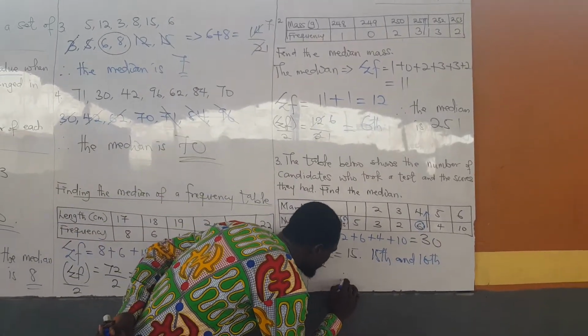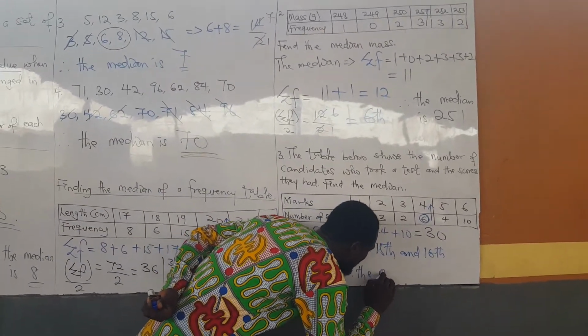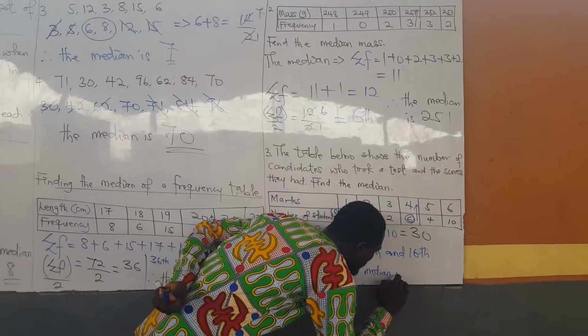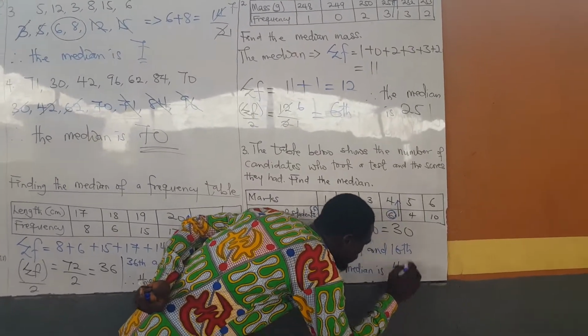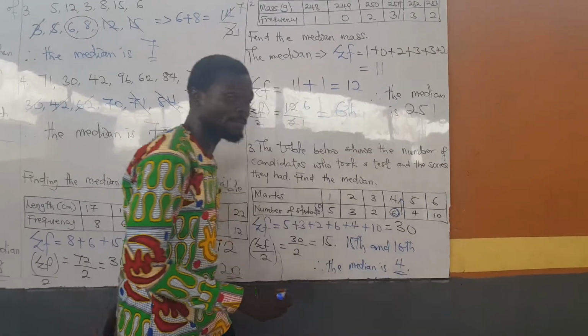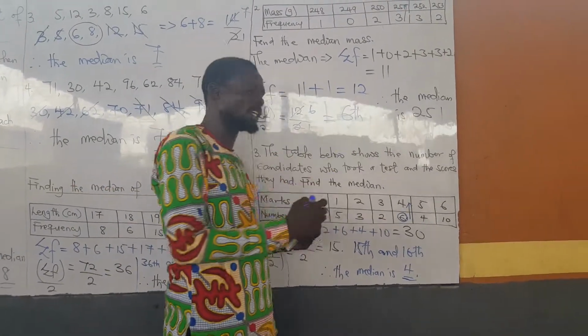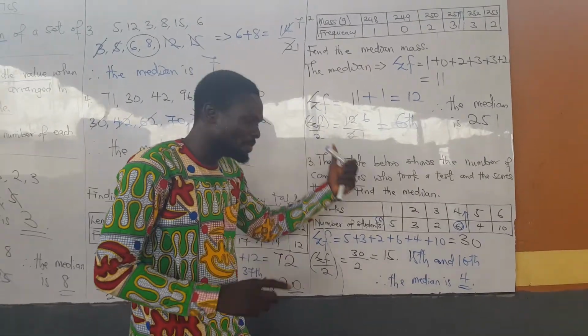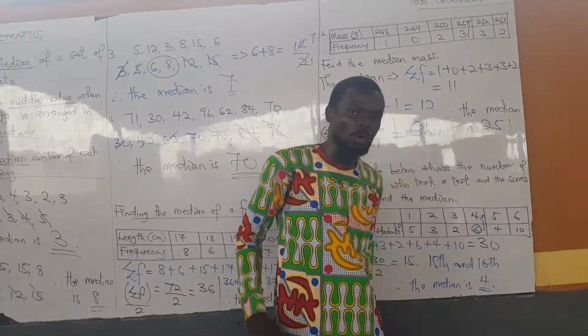Then we say, therefore, the median is 4. You are not going to write 6 because the 6 is the frequency. So we'll link it to its value and say the median is 4.